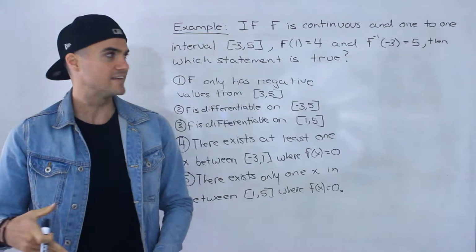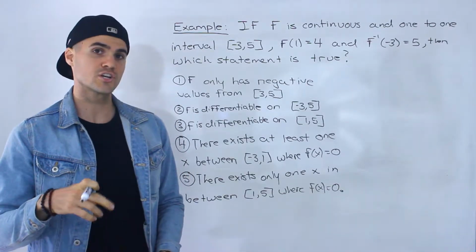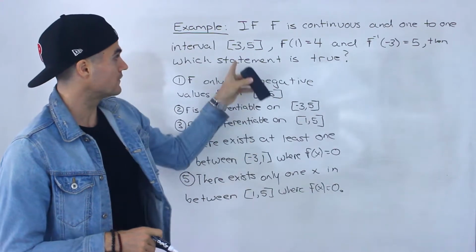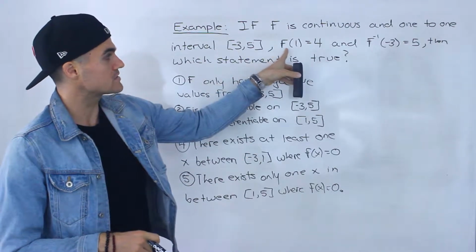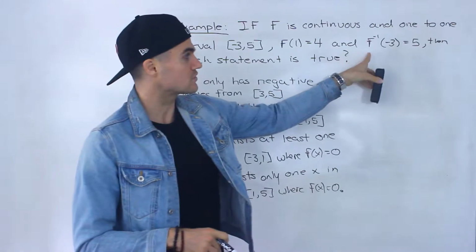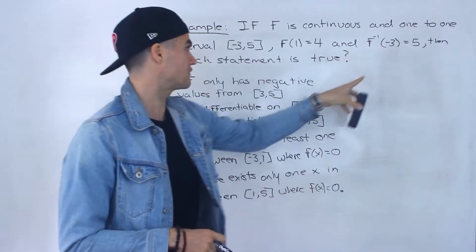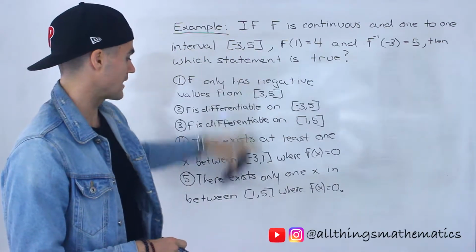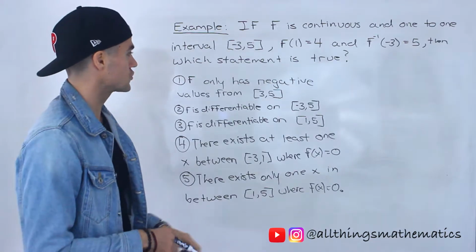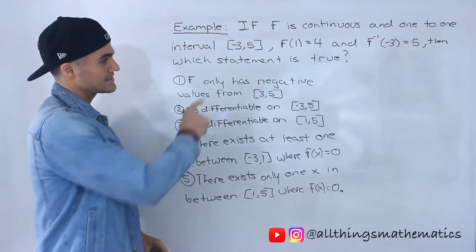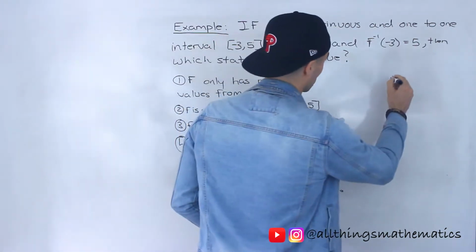Patrick here, and in this video what we're told is that the function f is continuous and one-to-one on the interval [-3, 5]. f(1) is equal to 4, and the inverse has a point (-3, 5). Then which statement out of these 5 statements here is true? So let's actually draw a diagram first of what we're working with.